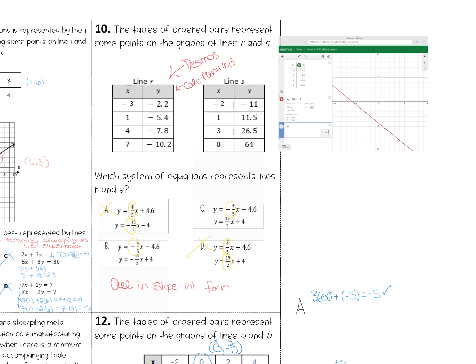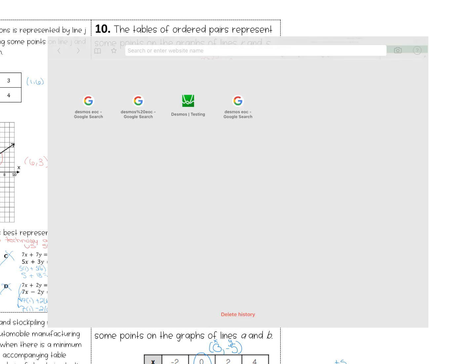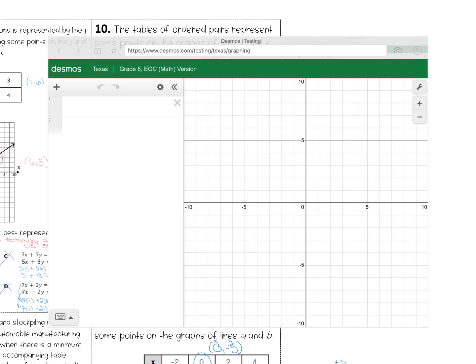Now, if we look at the 2 I have left, it has my -4.6, which is my B value right here and right here. So now I have to do the same thing again, and I have to type the other table in. So I'm going to add another browser in, and we're going to put the other table in.